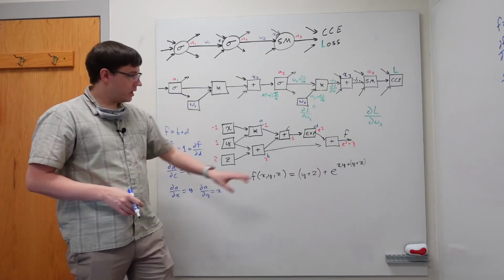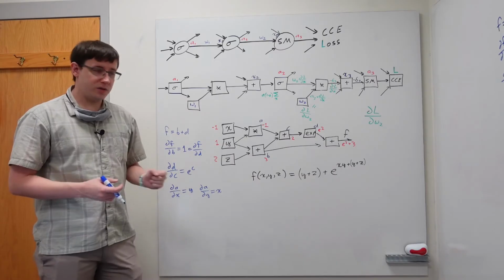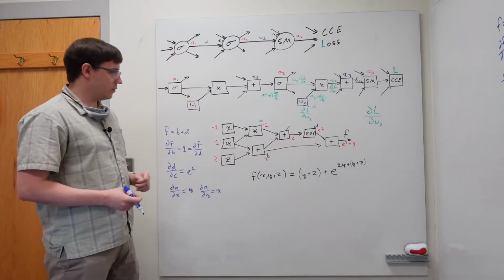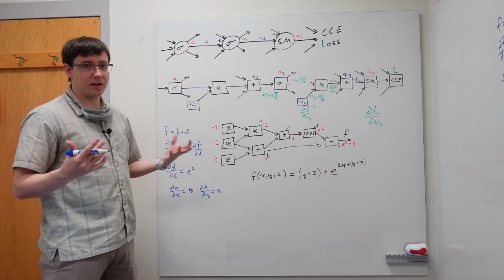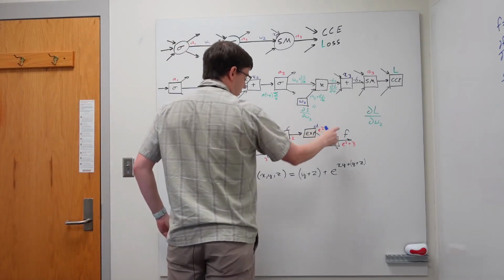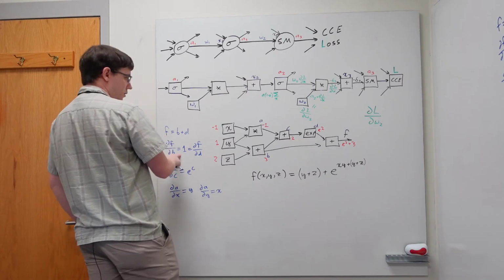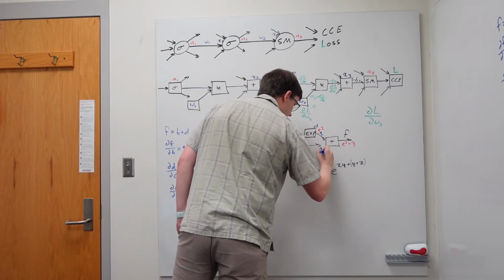So if we know how to compute the derivative of any of the nodes in our computational graph, then we can use those to run a backwards pass through the network and calculate all of the partial derivatives. So the partial derivative of f with respect to d we know to be 1. So we'll get a 1 here.